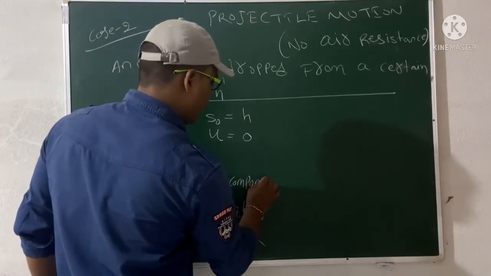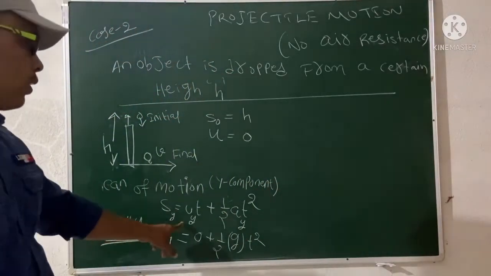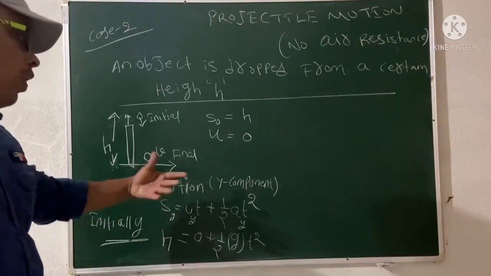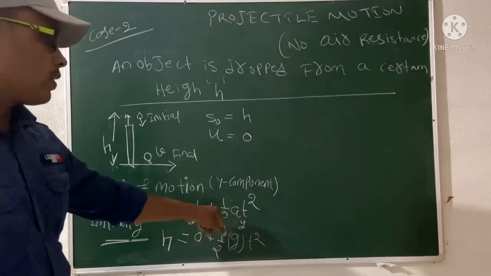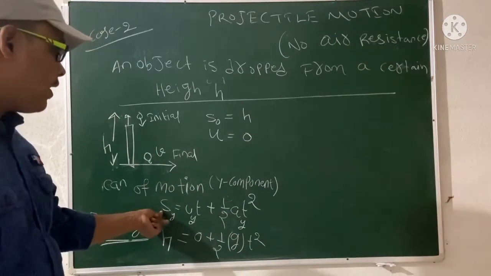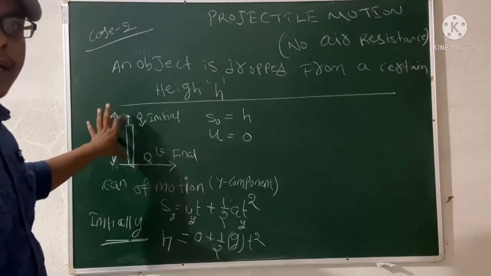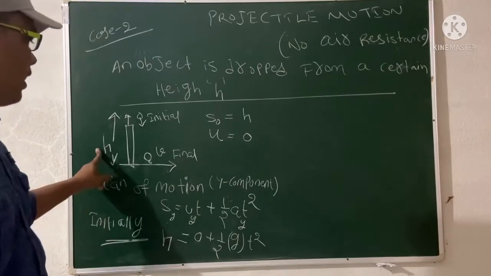So what is the y component of the equation of motion? We have equation of motion s equal to ut plus half at square. Take the initial condition for the y component. Sy equals uy t plus half ay t square. Then what is the sy? What is the distance in the vertical or y direction? This is nothing but your s, the initial height is s.